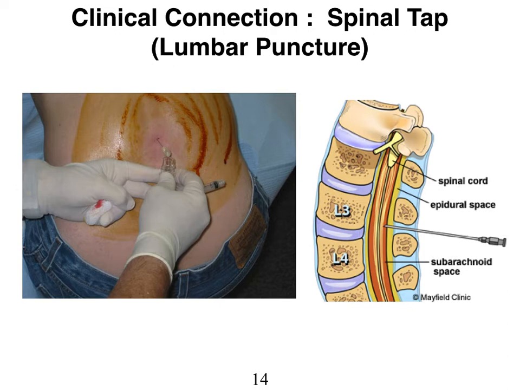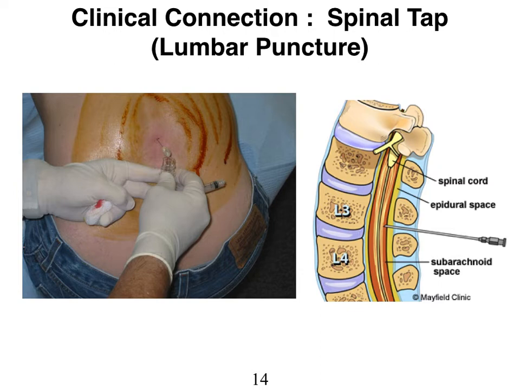Another reason to do it is to supply drugs to that region, such as anti-inflammatories or anesthetics, such as in the case of childbirth. Now, this has to be done very carefully because if you insert the needle into the wrong vertebra, you might damage the spinal cord, causing paralysis. So you must insert the syringe after L2. So generally it's done between L3 and L4.